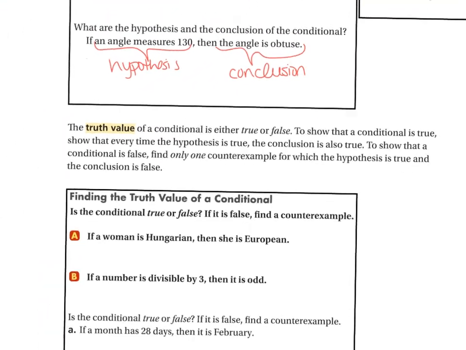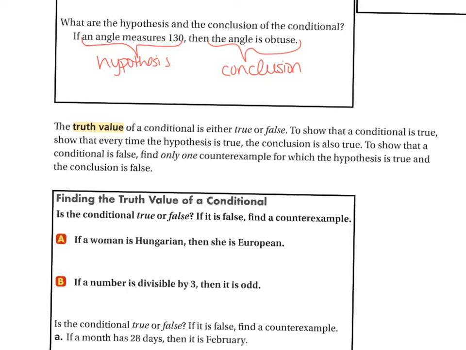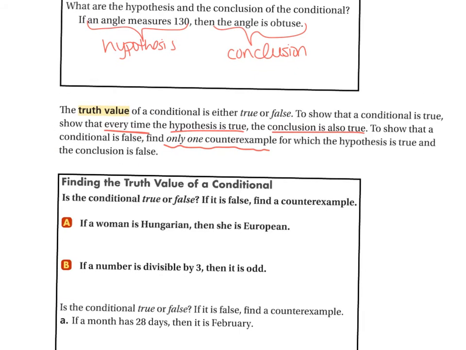Truth value. The truth value of a conditional is either true or false. To show that a conditional is true, show that every time the hypothesis is true, the conclusion is also true. And that has to happen every time. To show that a conditional is false, find only one counterexample. If you can find one counterexample, then it's false. There's no sometimes in this. A counterexample is a case for which the hypothesis is true and the conclusion is false.